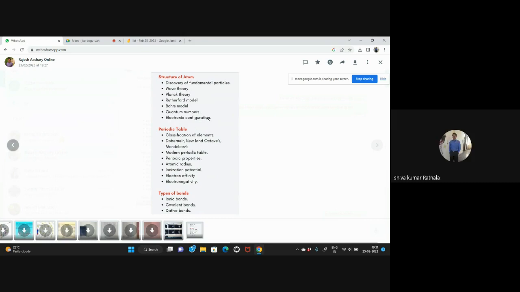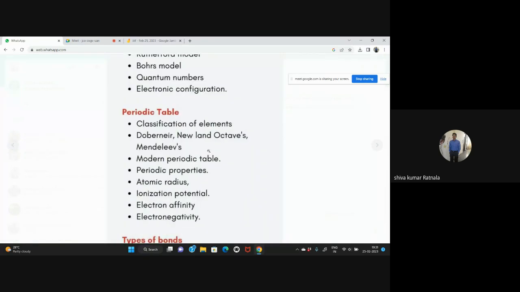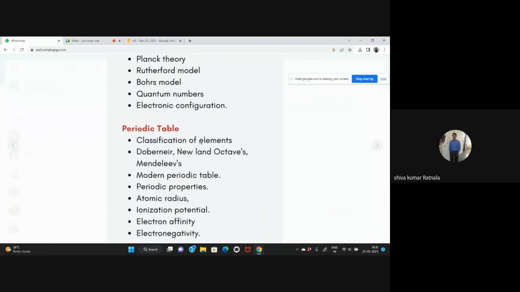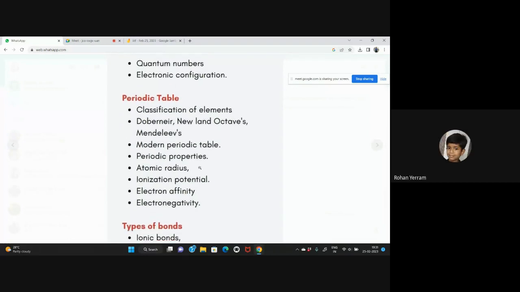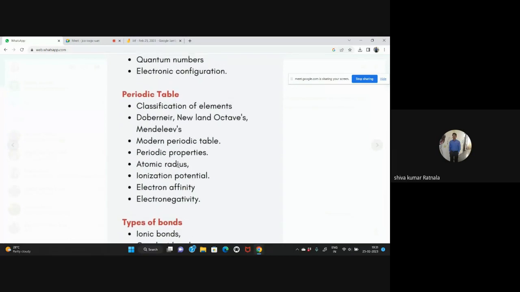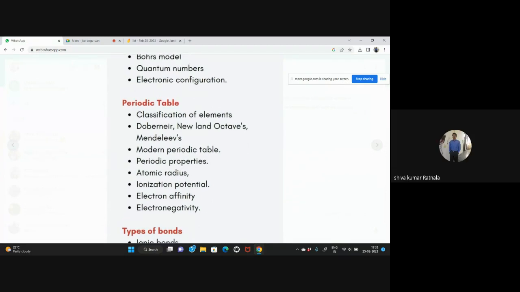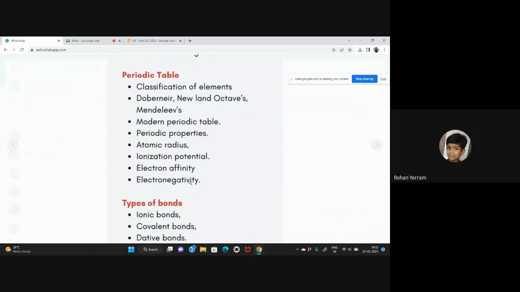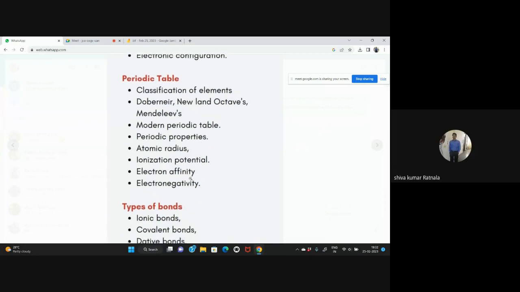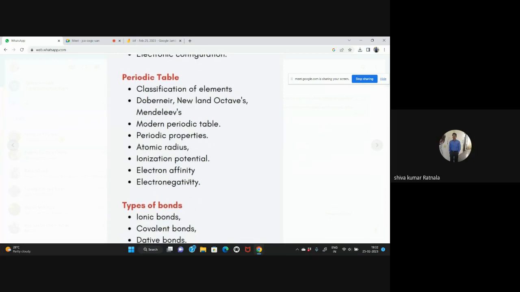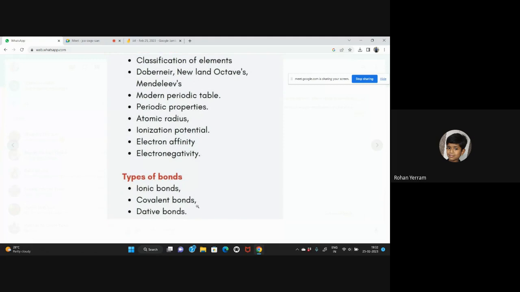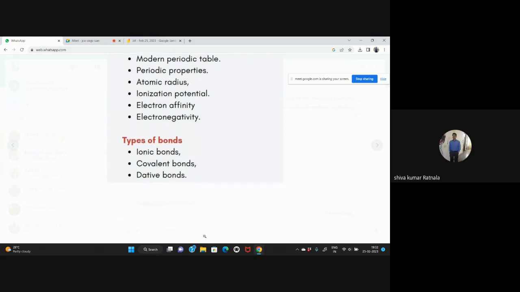Next, periodic table, classification of elements, done, sir. Dobereiner, Newlands, and Mendeleev's periodic table, yes, sir. Modern periodic table also. Periodic properties, atomic radius, IP, yes, sir. Electron affinity we did not discuss now, sir. Electron affinity is nothing but electron gain enthalpy only, no? Oh, okay, sir. Next, electronegativity, yes, sir.